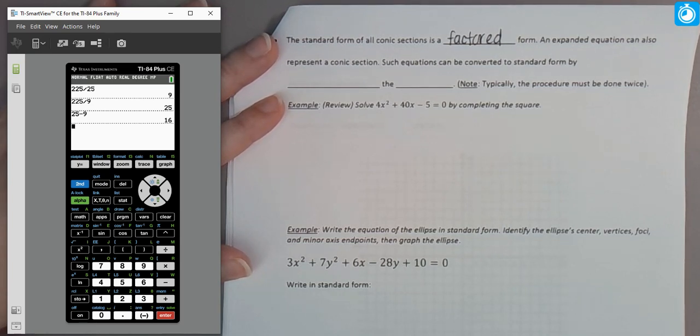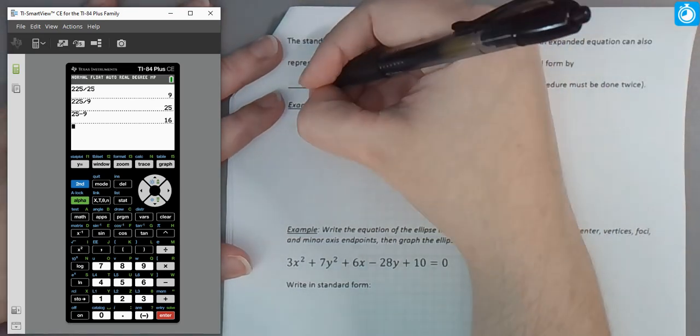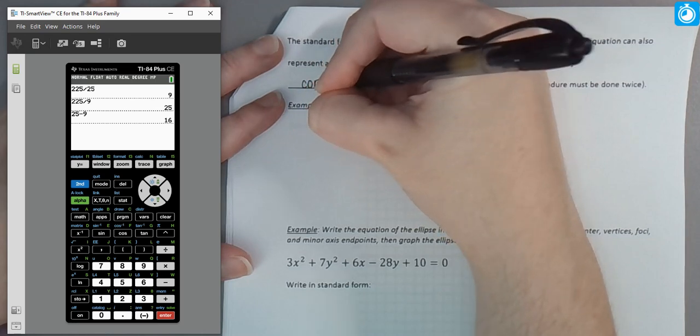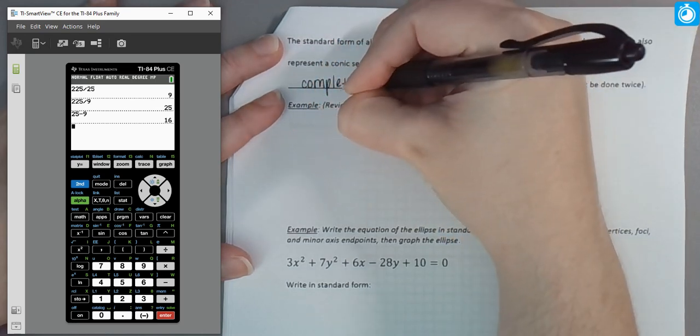Now, not every equation we see representing an ellipse is factored already. We may have an equation that represents an ellipse where we graph it, but it may not be in that standard factored form to start with. It may be in an expanded form. In order to determine, number one, that it is an ellipse, and number two, all of those key components that come from the standard form, we have to convert it to standard form. And we do this using a procedure that we call completing the square.